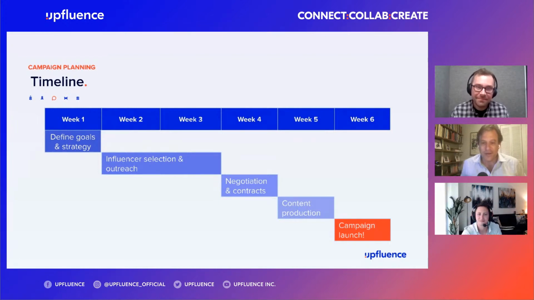But for those of you who are looking for your holiday influencer marketing, now is about the right time to be starting. We talked about how you can go about defining your goals, doing your selection, negotiation, creating that content, and launching that campaign. Four to six weeks is about the time frame that we tend to recommend for that. Obviously, you can push it faster, but then you have to be really on it.